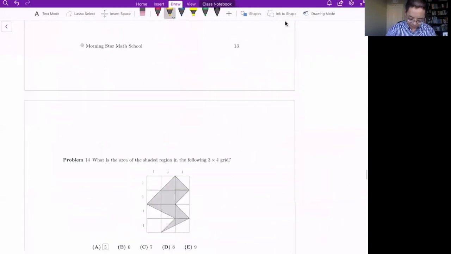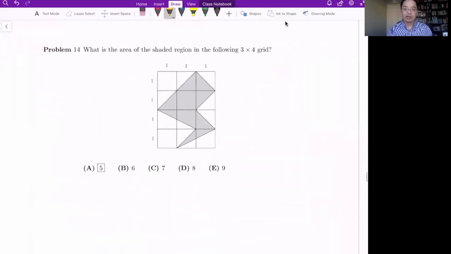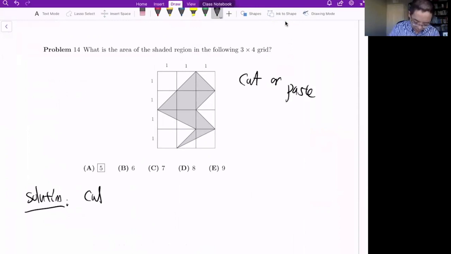All right. Okay, so now let's look at problem 14. So problem 14 is we need to calculate the area of the shaded region. So for a problem like this, we know we can either do cut and paste, right? We can do cut or paste. Either way is fine. So let's do cut. So cut means we cut this irregular shape into nice shapes that we know how to calculate. Okay, so let's do this.